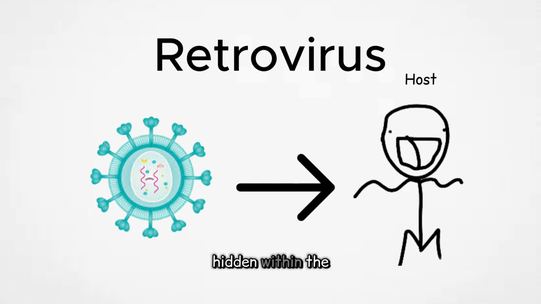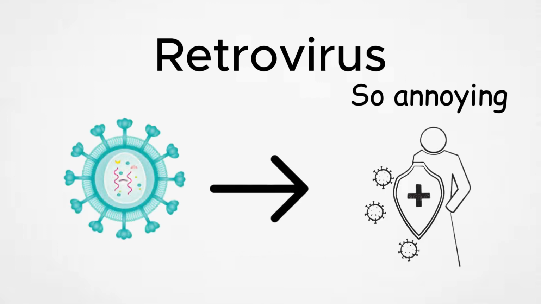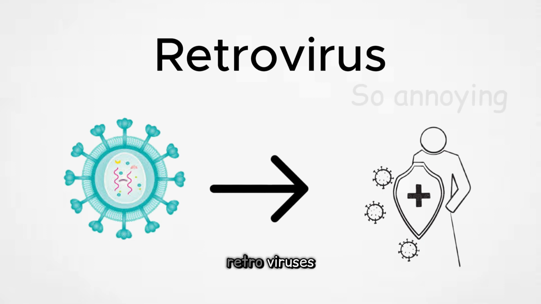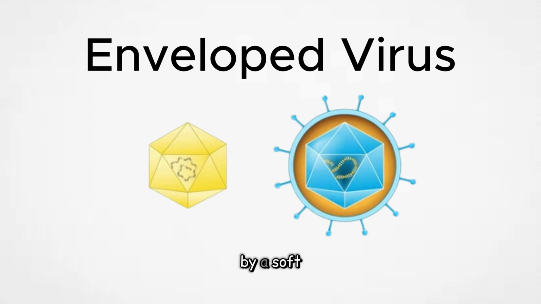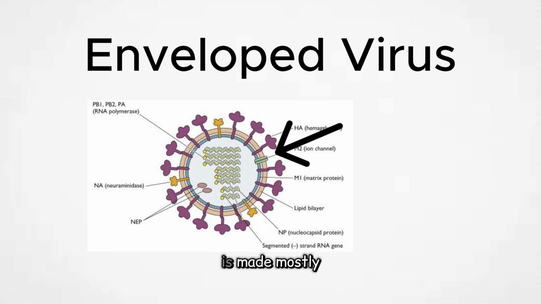Because it is hidden within the host's genetic code, the immune system has a very hard time detecting and removing it completely. This deep integration is what makes retroviruses especially long-lasting and complex in the way they affect the body. Enveloped virus. Enveloped viruses are surrounded by a soft outer layer that they take from the host cell when they leave it. This outer layer, called an envelope, is made mostly of lipids, which are similar to fats.